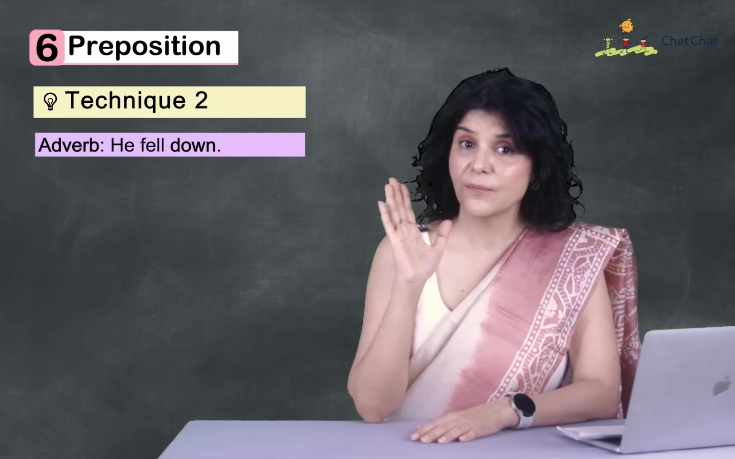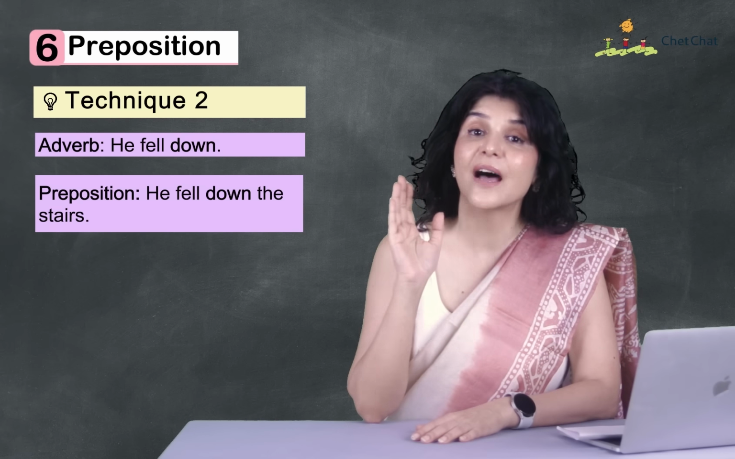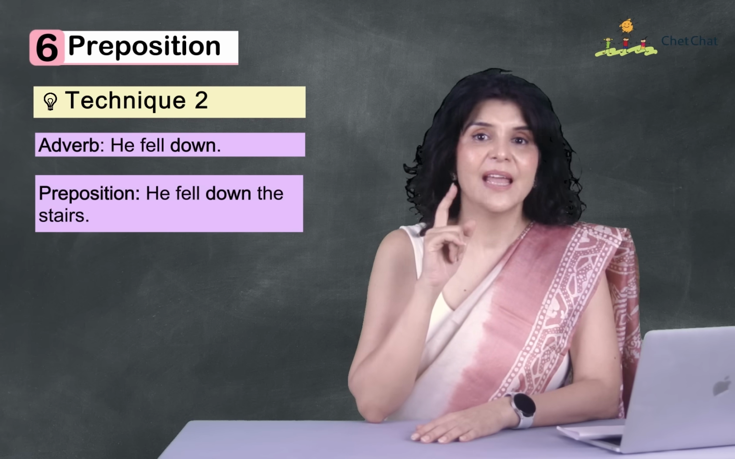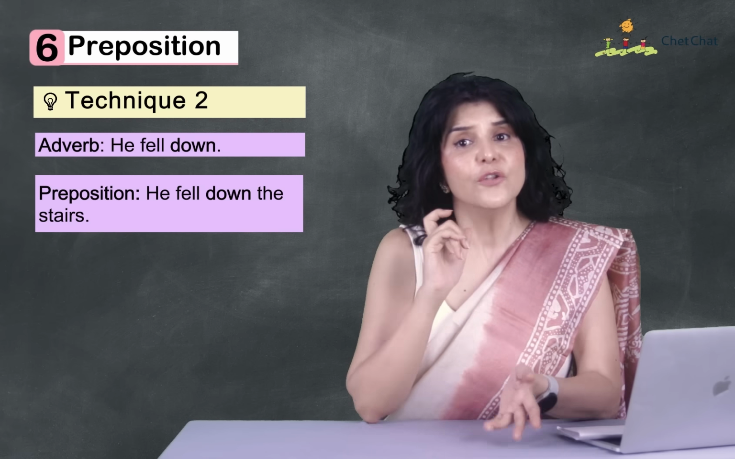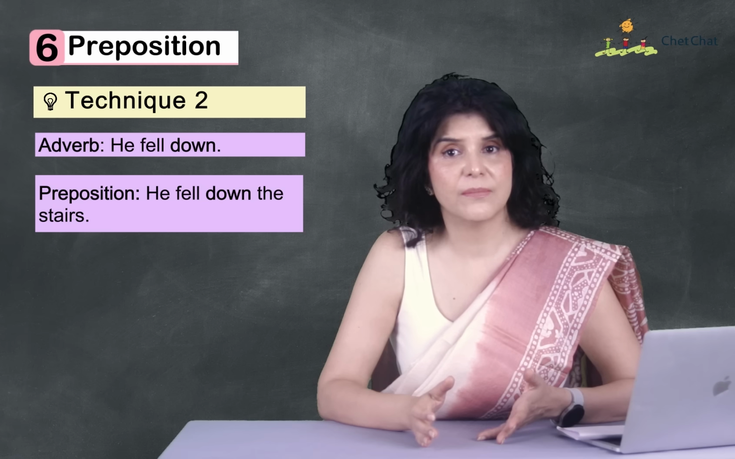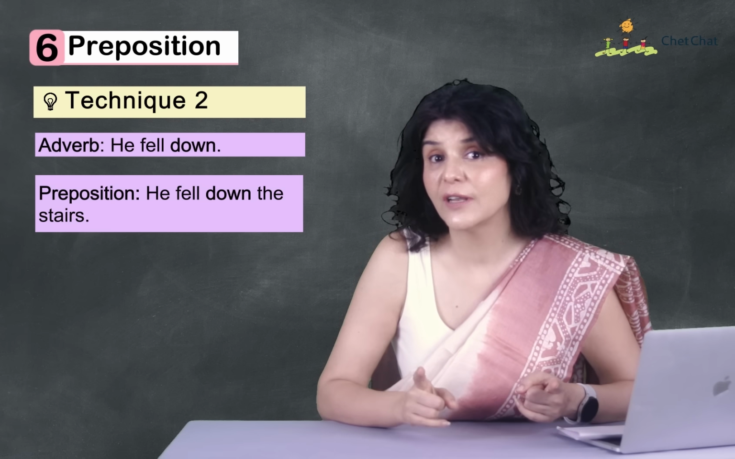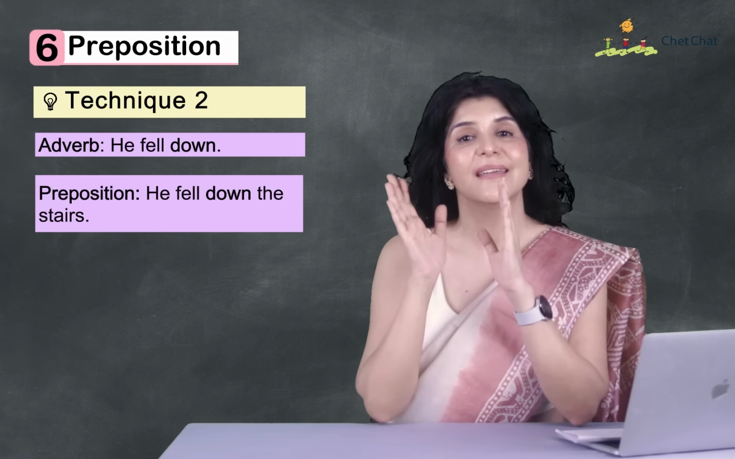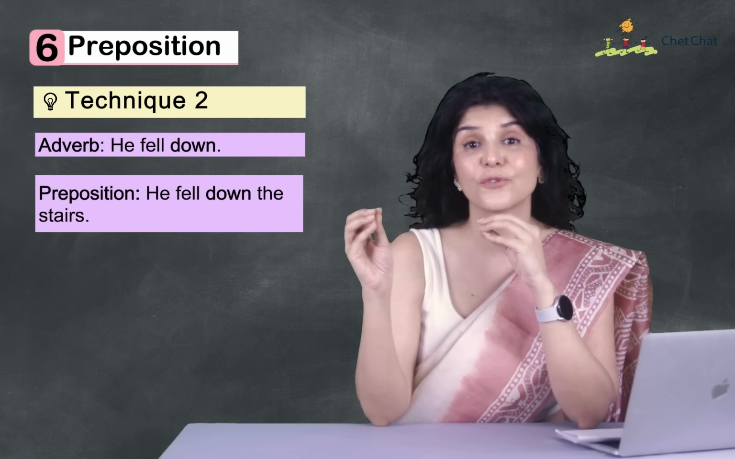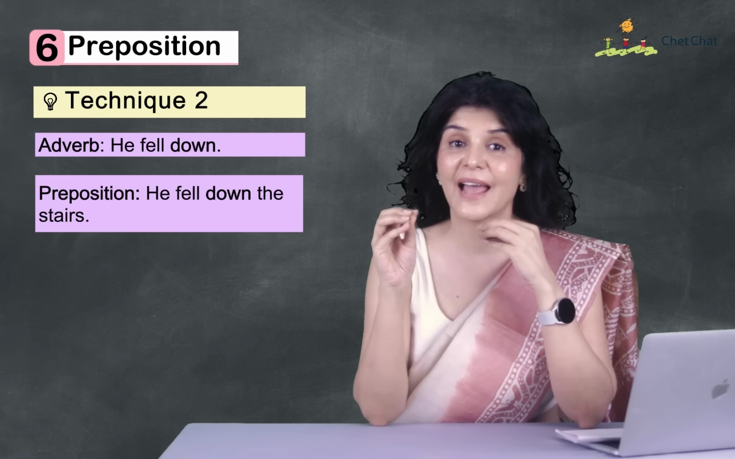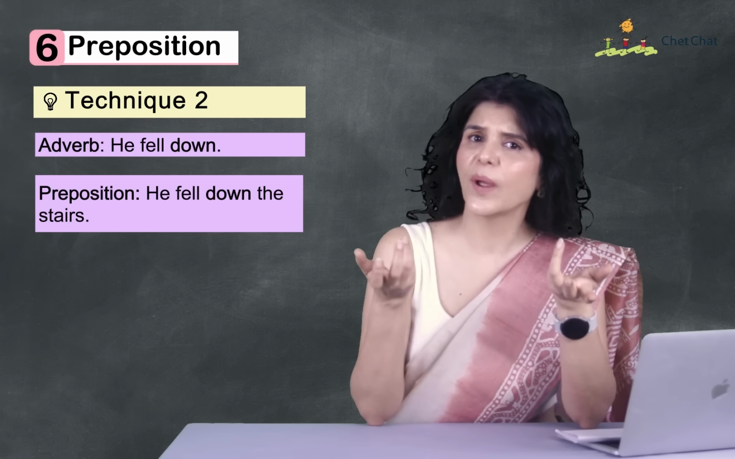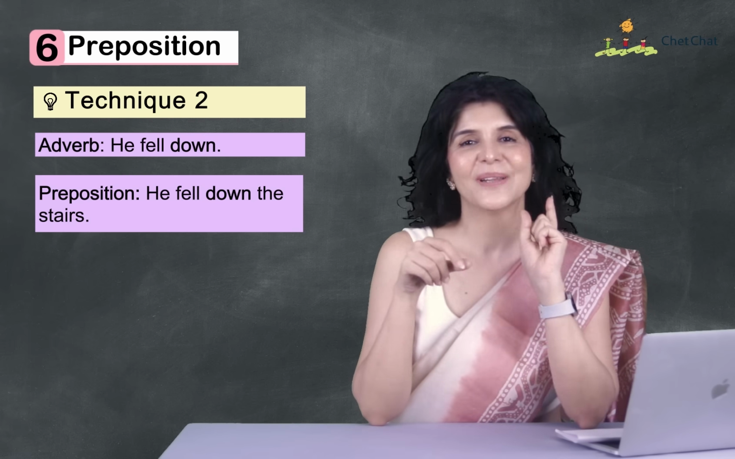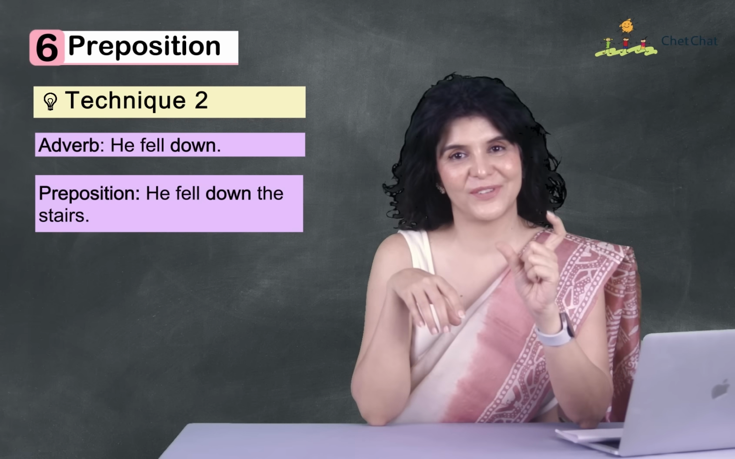Now look at these 2 sentences and tell me what is the difference. He fell down. He fell down the stairs. In the first sentence, where did he fall? Down. So down is an adverb. Where did he fall? It's describing fall. So in the second sentence, the word down shows the relationship between fell and stairs. It again answers the question where. Where? Down the stairs. But here it is a preposition.